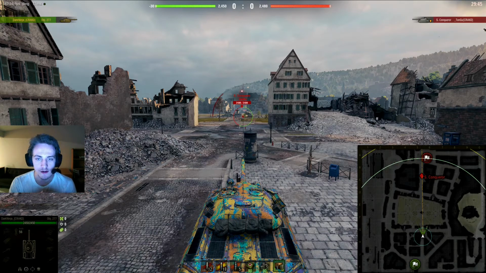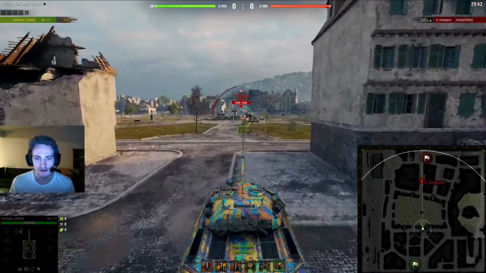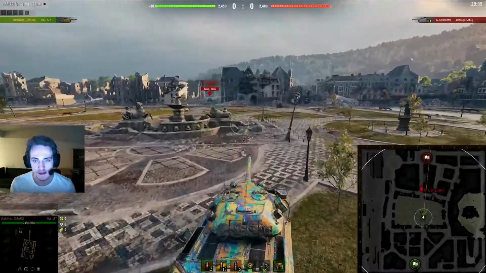Today we're going to talk about how to track enemy tanks from a variety of angles with both AP and with heat. Now if you don't know what I'm talking about, you'll see what I mean in a second.